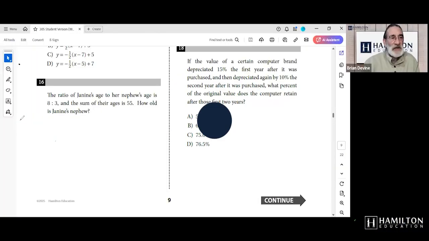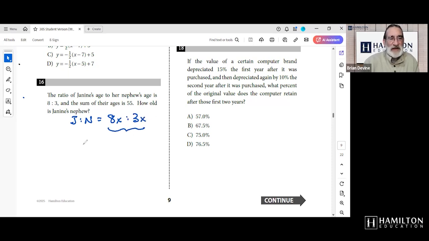Question 16. The ratio of Janine's age to her nephew's age is 8:3. And the sum of their ages is 55. Well, looking at Janine to her nephew, we should have 8 times some number to 3 times that same number.